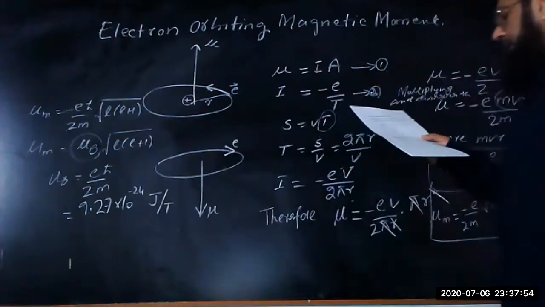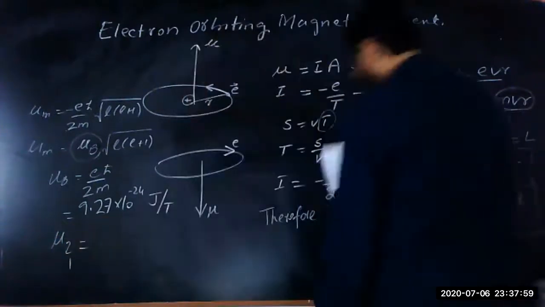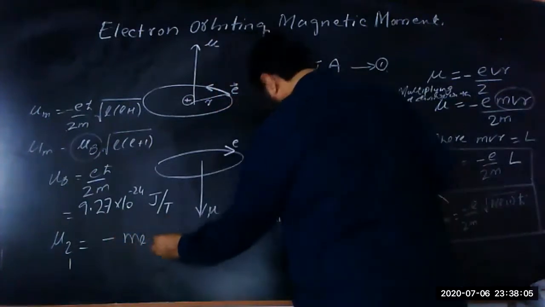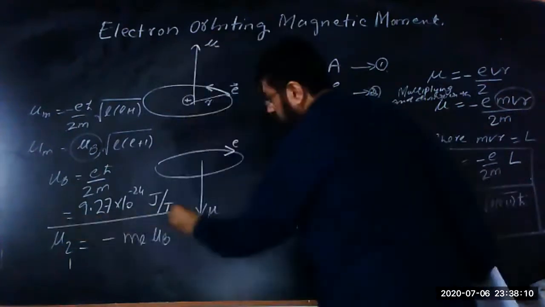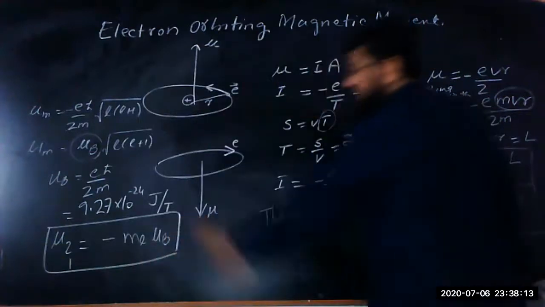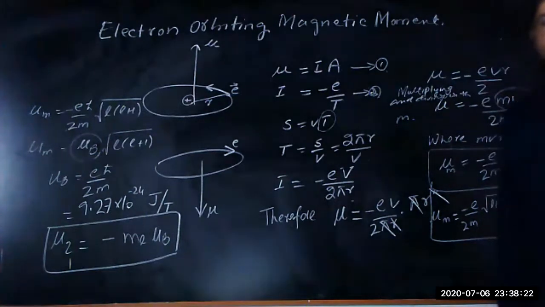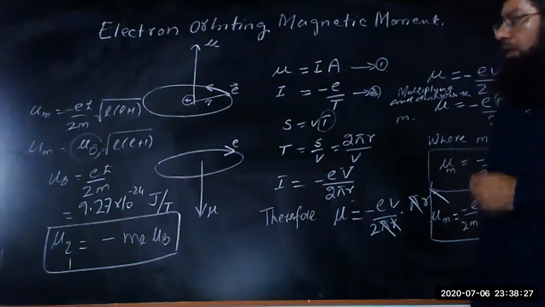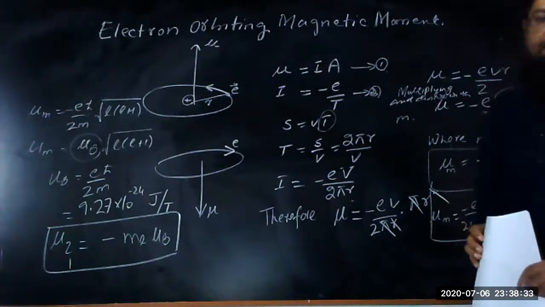So this is the magnetic moment, or the magnetic moment along the z-axis is equal to minus ml into μB. This is the magnetic moment along the z-axis, meaning along the direction of the magnetic field. So this is how the electron circulating around the nucleus creates a magnetic moment. This magnetic moment is the magnetic property of the circulating electron.